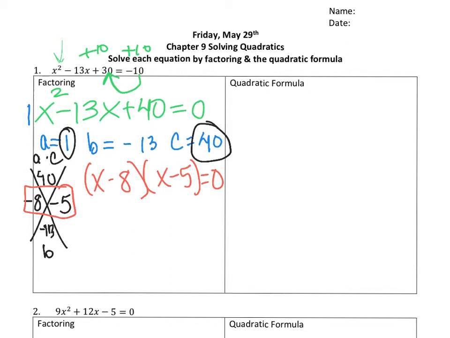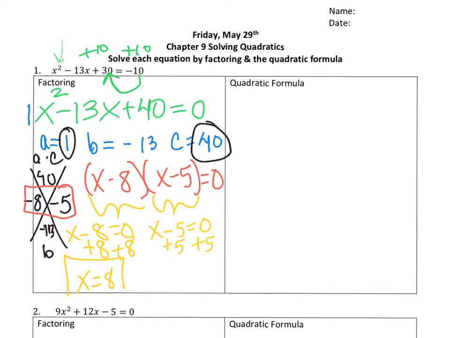So there's no more steps, like some of the harder ones when a is not 1. Once you've fully factored, right, you set both of your factors equal to 0 and solve. So we write x minus 8 equals 0. We add 8 to both sides, and we get x equals 8. Then we look at the second one, and we set x minus 5 equal to 0. And when we add 5 to both sides, we have x equals 5.